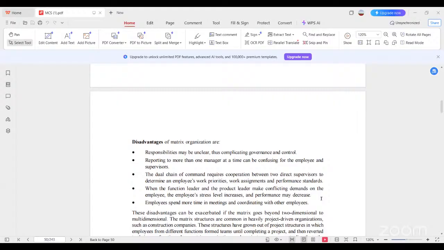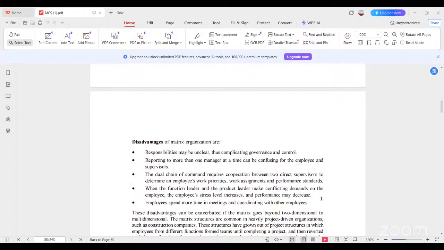Next, region based divisional structure. In this region based divisional structure, the divisions are created based on their geographical area. Like how some companies operate in the northeast region, some companies operate in the southwest region or southeast region. So each region has its own operational team to meet local demands.